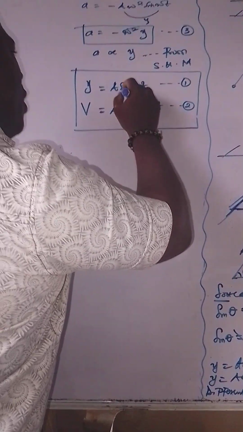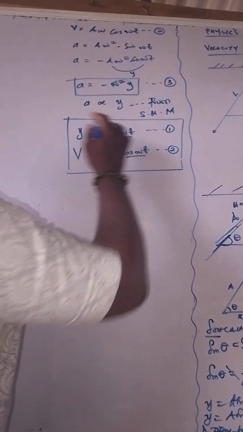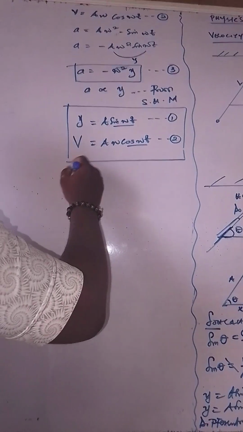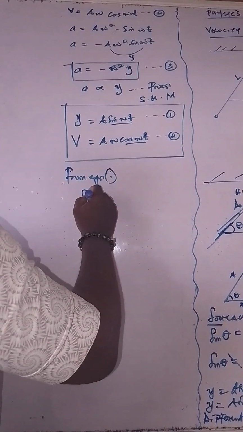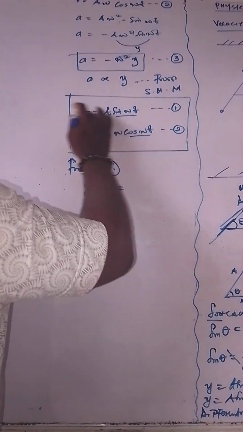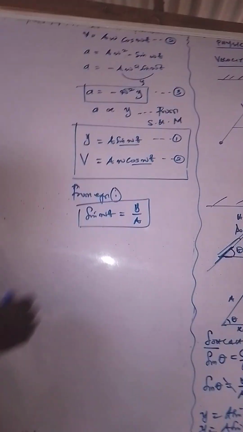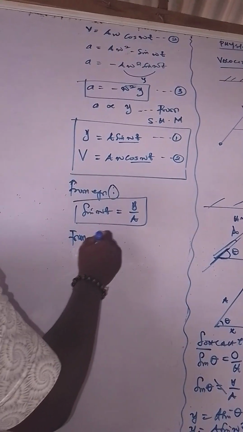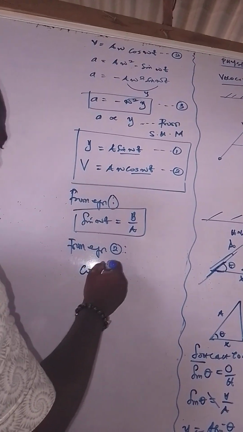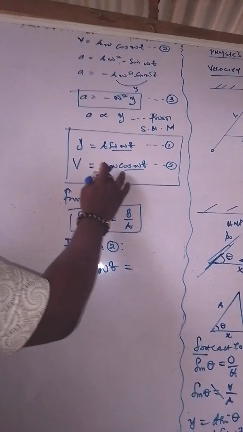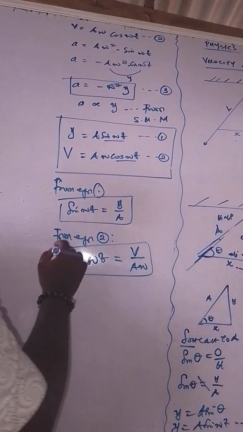So from this, underline sine omega t, underline cos omega t. Make sine omega t the subject here. What is sine omega t? From equation 1, sine omega t is y over A. Take note of it like this. From equation 2, what's our cos omega t? Cos omega t equals v over A omega. Take note of it like this.